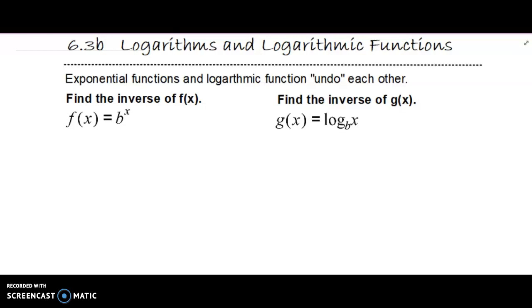Alright, so this is the video for section 6.3b. This is after 6.3a, we broke these two up. So we're going to put logarithms and their inverses together, okay?